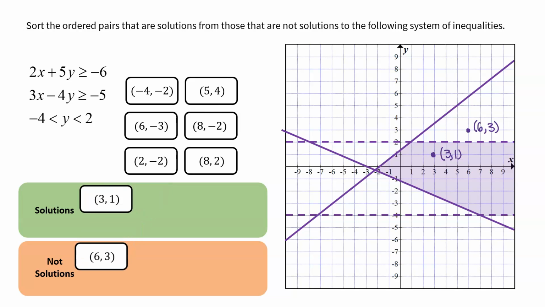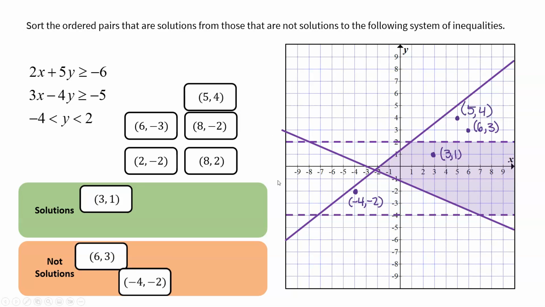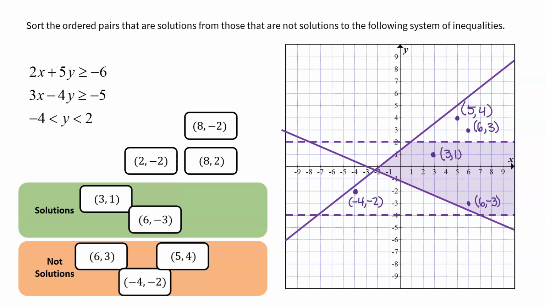Negative 4, negative 2 falls right here. Not in the feasible region. Not a solution. 5, 4. Also not in the feasible region. Not a solution. 6, negative 3. 6, negative 3 does fall in the feasible region. It's a solution. 8, negative 2. That falls in the feasible region as well. It's a solution.